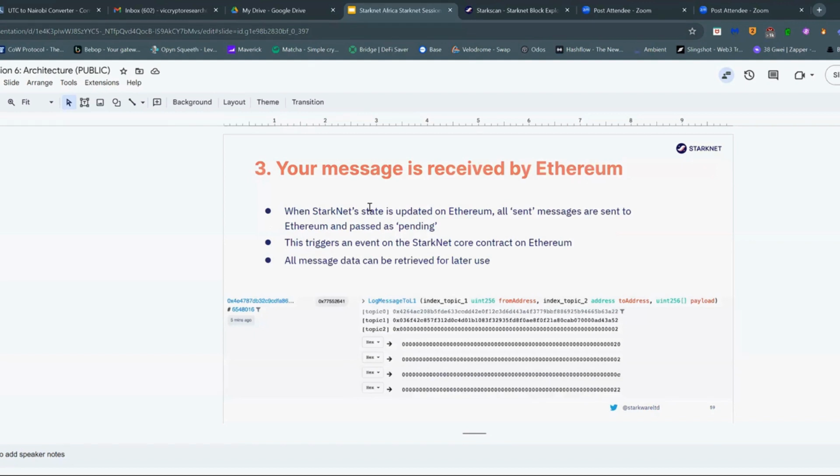Yeah, so when Starknet state is updated on Ethereum, all the sent messages are passed as pending. And you can track this via an event on the Starknet smart contract. Some of this information can be used by the nodes later when they want to track or rebuild the state of Starknet layer 2.